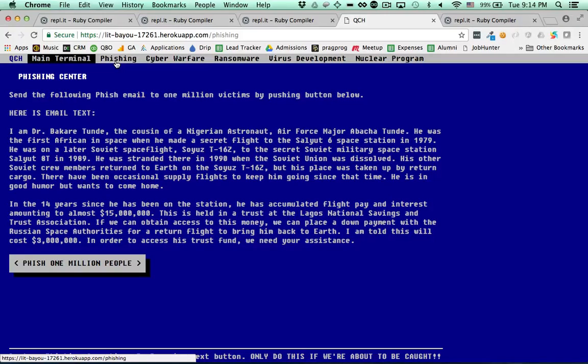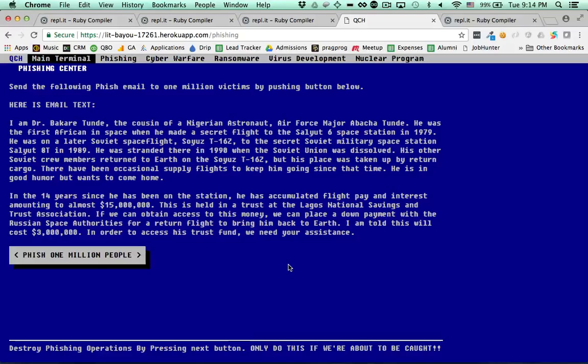So, anyway, Kazakhstan, one of the dangerous things they do to try to obtain secure classified information from other people is by sending phishing emails. And you, as someone who can operate the QCH, you can actually send this email out described here to 1 million people by clicking that button. Don't click that button. Did anyone click that button? No. Don't do it. It's going to send 1 million people an email. Okay.